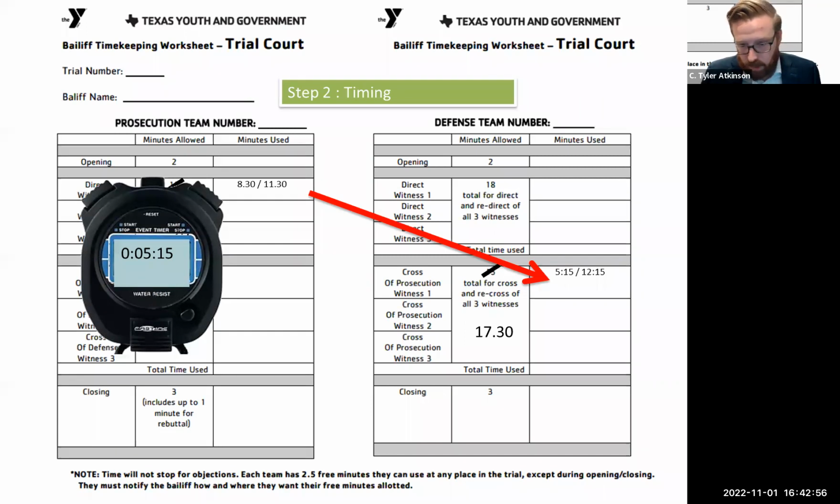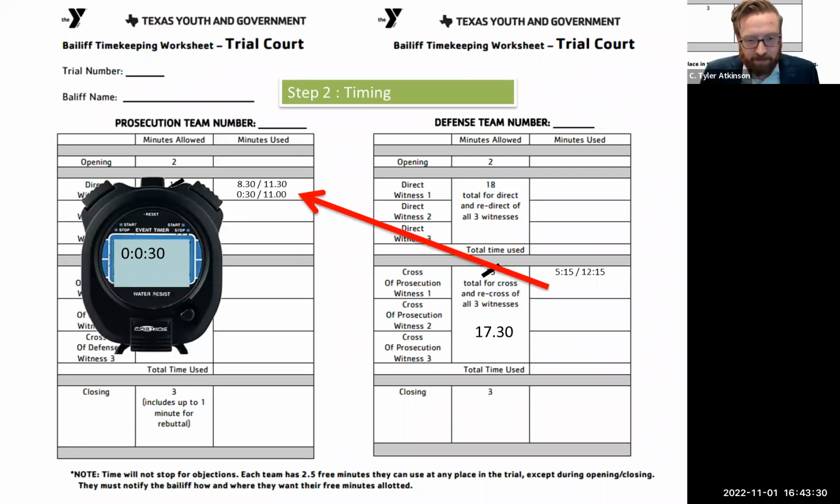From the direct, we went down here to the cross-examination. That's where this timer now shows us. The defense used 5.5 minutes on their cross of prosecution witness 1. We write down 5:15, subtract that from 7.5, 7:30, and that leaves us with 12:15. Yes, 12:15 left. Have your iPhones, if you need it, on airplane mode to help you with the math too.